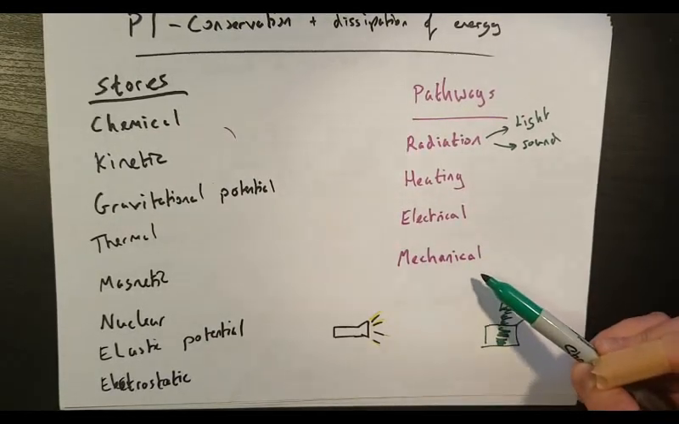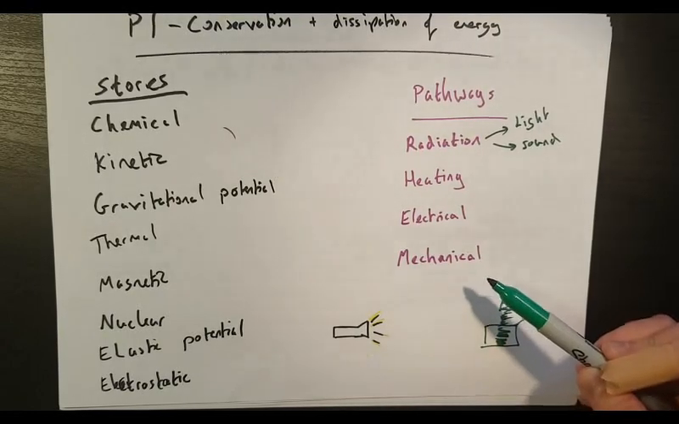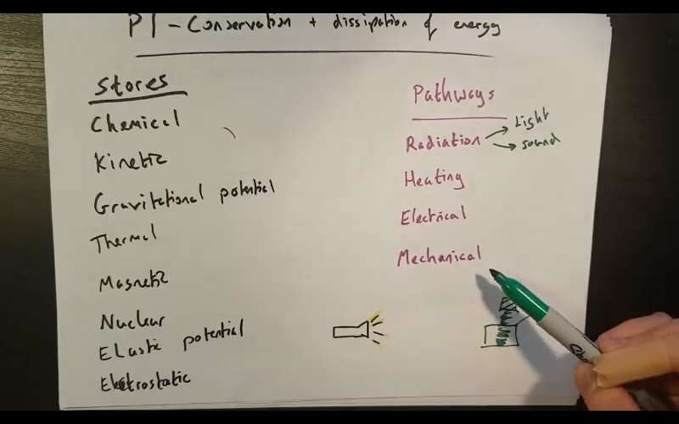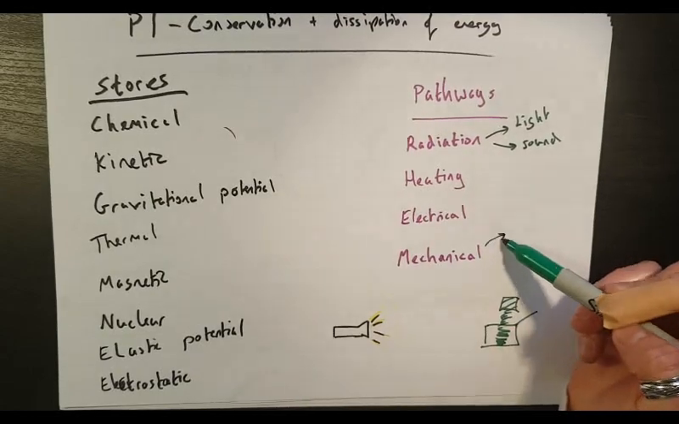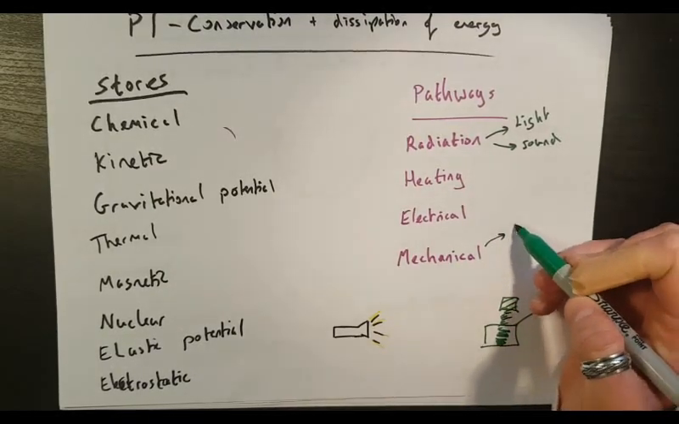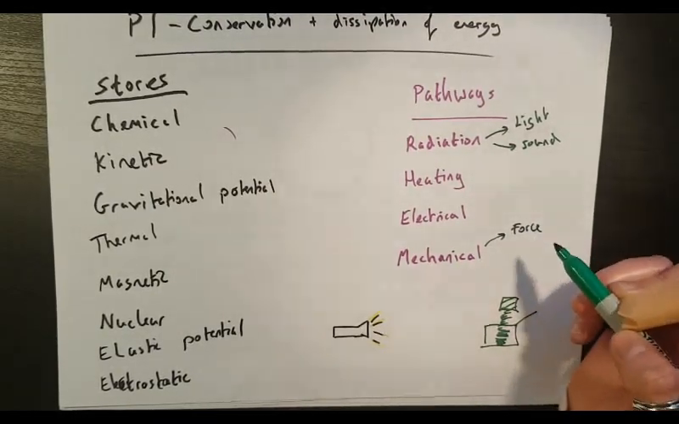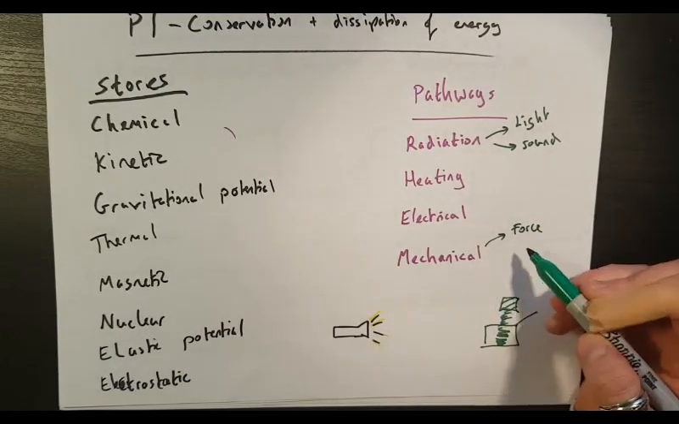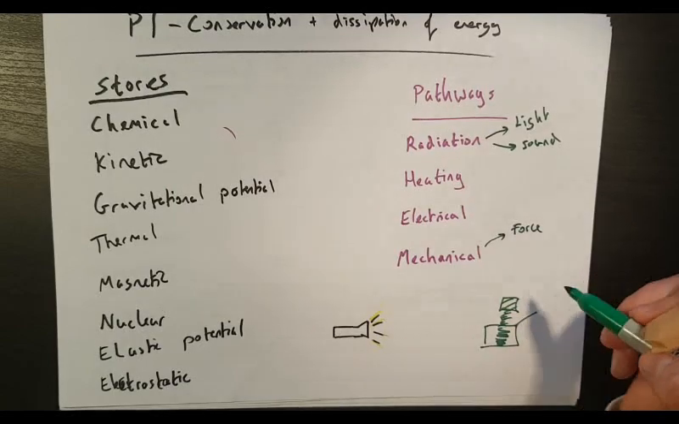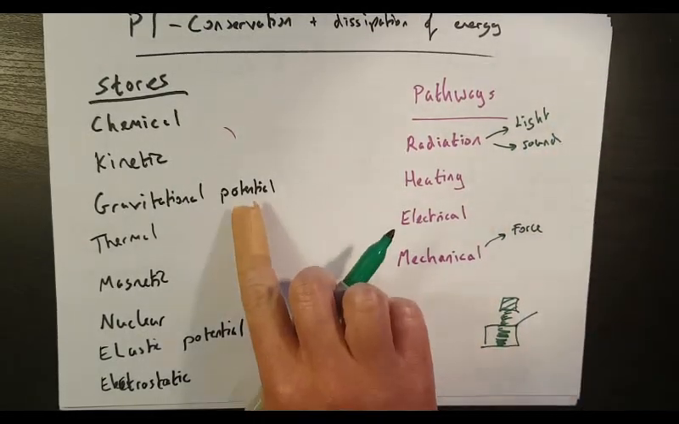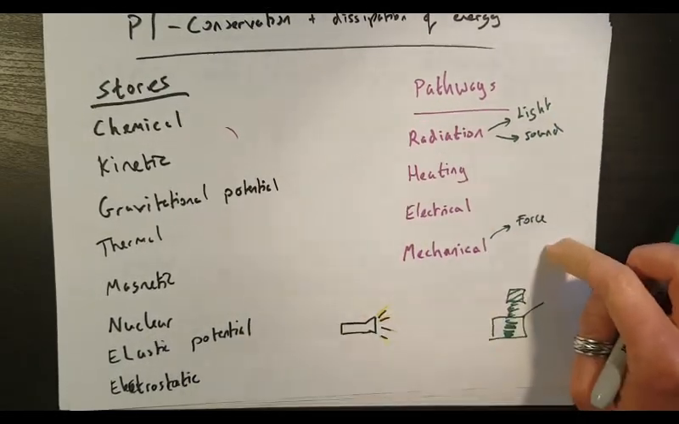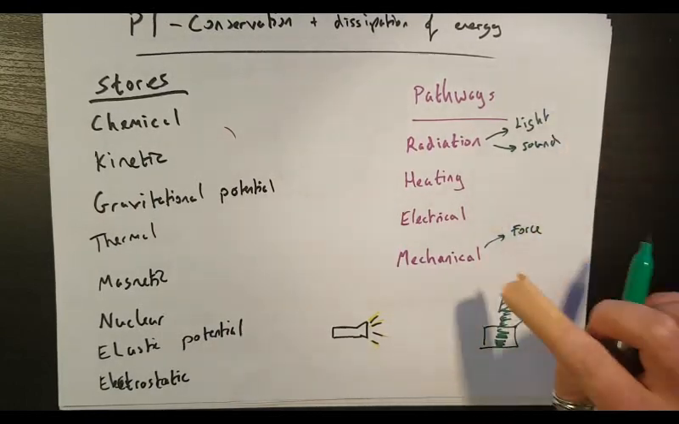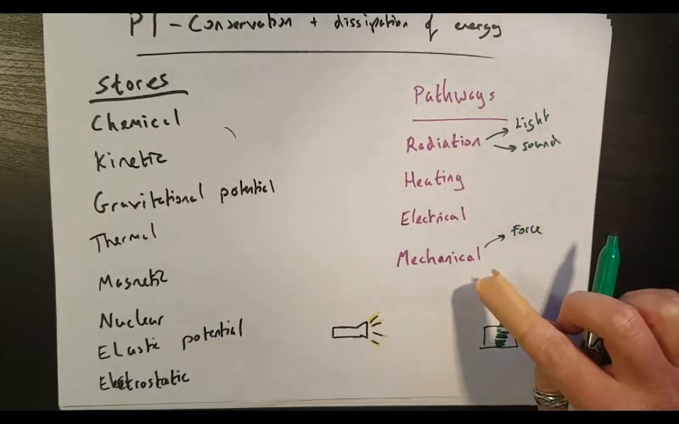And then mechanical. Now this is the one that seems to be causing the most issues with pupils and their understanding. Mechanical is when you are essentially exerting a force on something. So are you having to push something? Are you trying to turn something? There's a gear turning something. Or maybe you're exerting a force to lift an object through, for example, a gravitational field. So if you were lifting an object off the ground, that would be via the mechanical pathway.